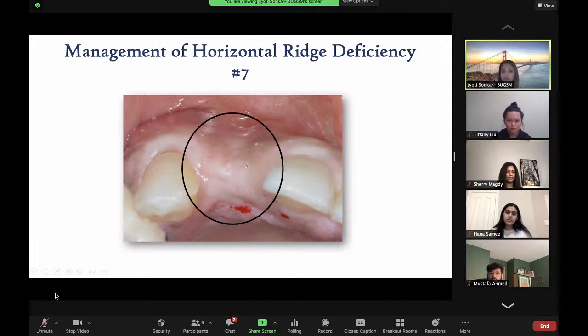So let's look at a case where the patient is missing one of the lateral incisors for a long time. Look at this. When you look at the area, you see a divot, which means that the patient has been missing this tooth for so long that the bone kind of collapsed.